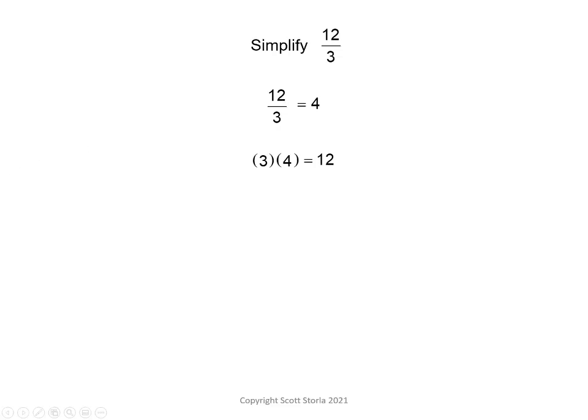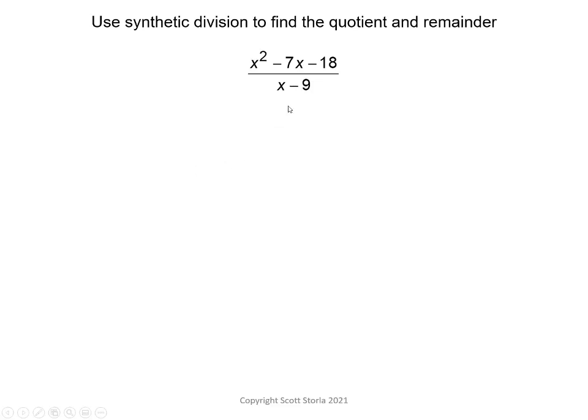Now, that same idea is going to apply to a polynomial division problem like this. That is, when we divide this trinomial by this binomial, we're going to get another binomial. And to check our work, we can find the product of the divisor and the quotient, and it should be the dividend. So synthetic division is a fast way for us to find that quotient. And here are the steps.